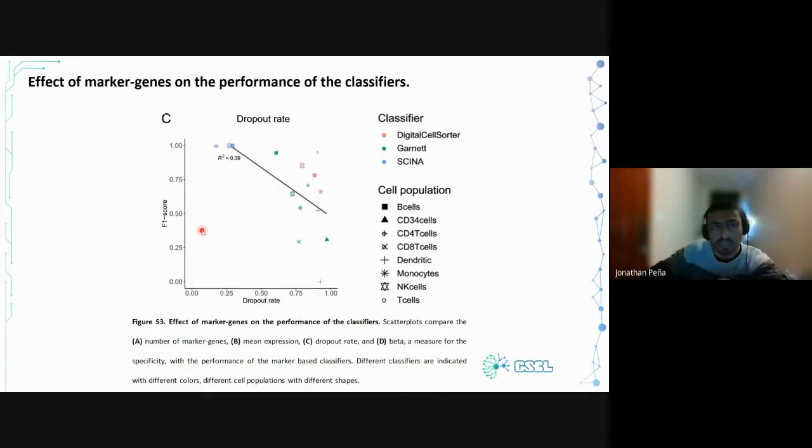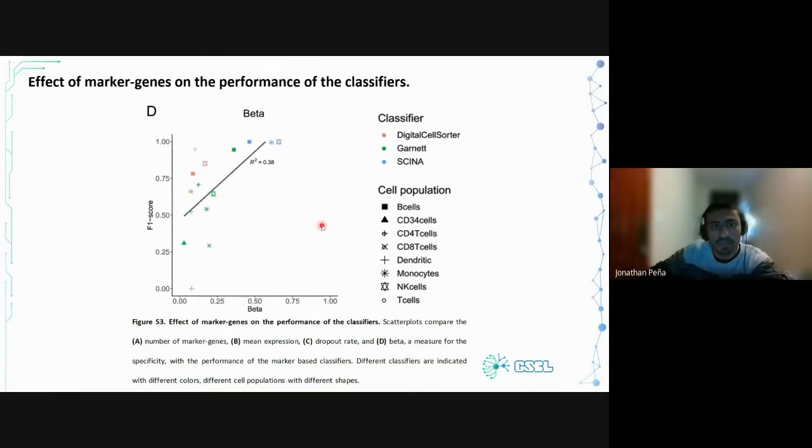Similarly, they observed that technical factors like dropout rate are correlated significantly in that evaluation. They observed that the dropout rate has a negative correlation. So the technical factors influence the gene annotations and the classifiers.